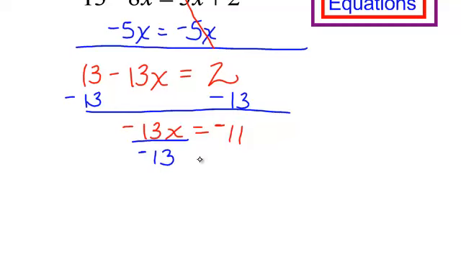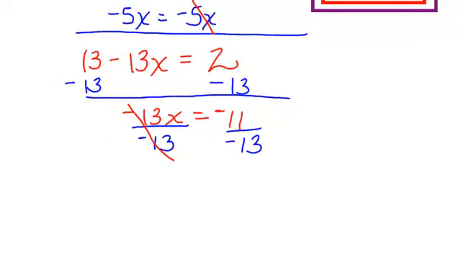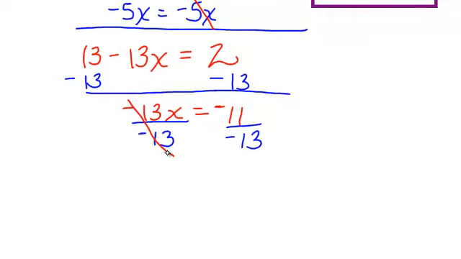But if you divide the left side by negative 13, you need to divide the right side by negative 13. Look what happens on the left. Those negative 13s cancel out. I planned it that way. I will have x equals, on the right side, negative 11 divided by negative 13. That will be a positive 11/13.